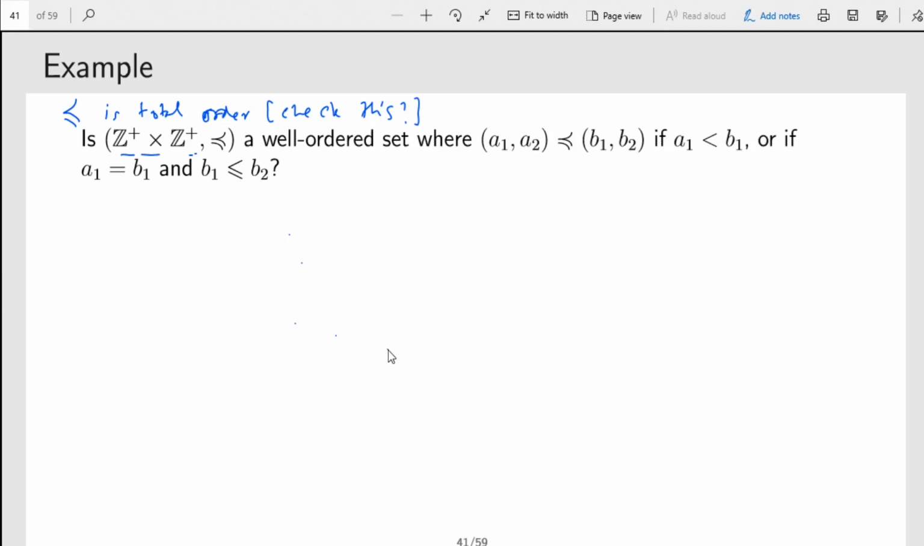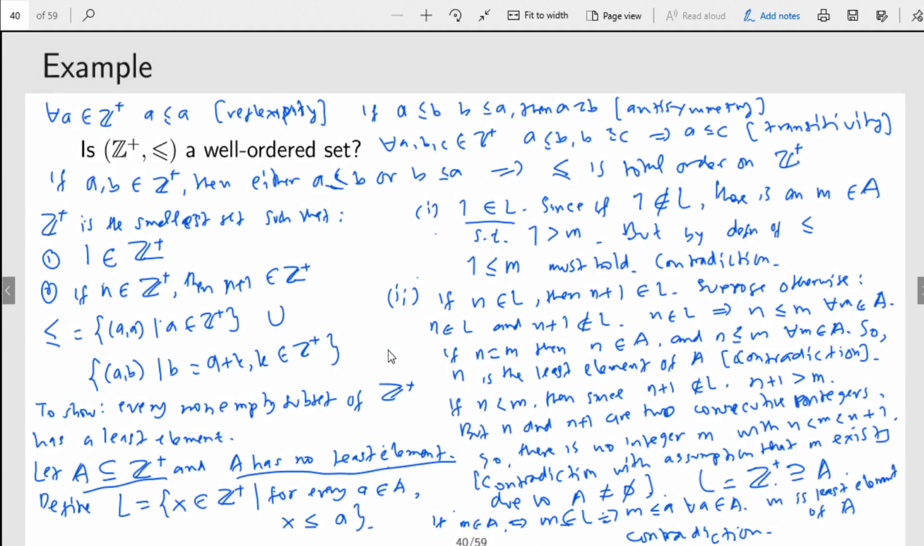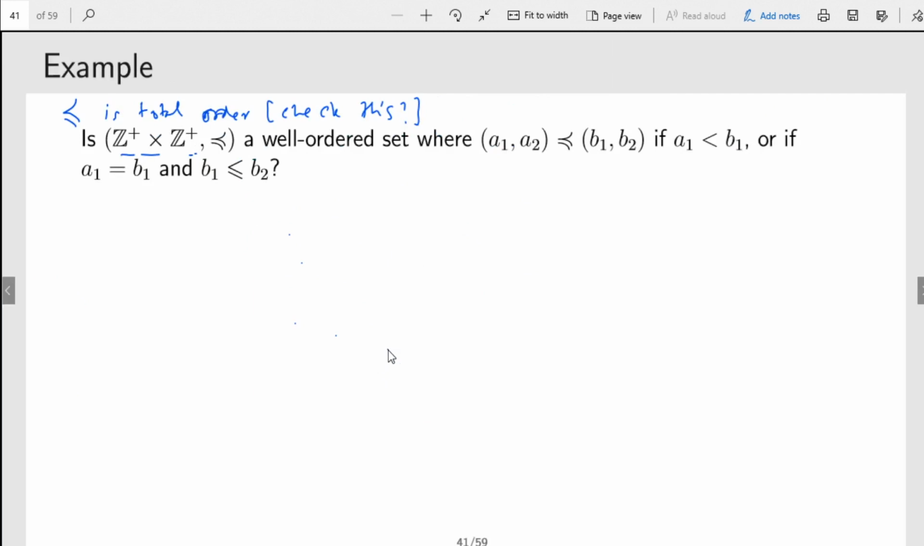Let's continue discussion on well-ordered sets. Now let's look at these examples. In the previous example, we've shown that this poset is well ordered.